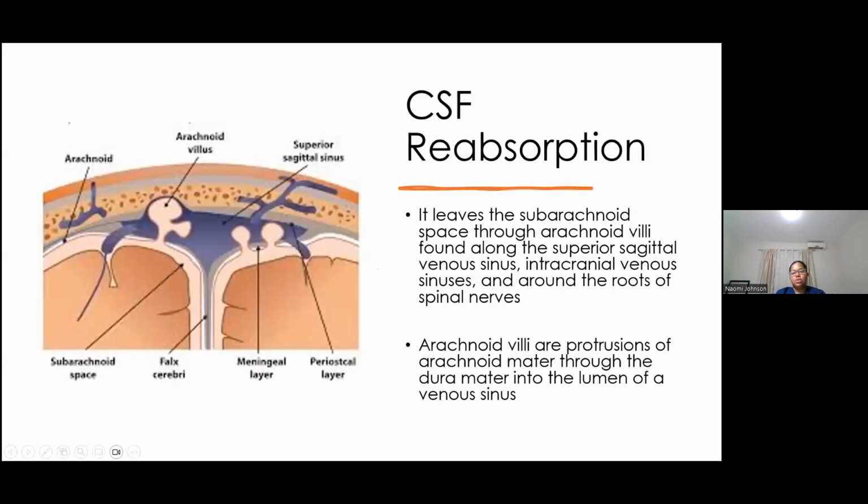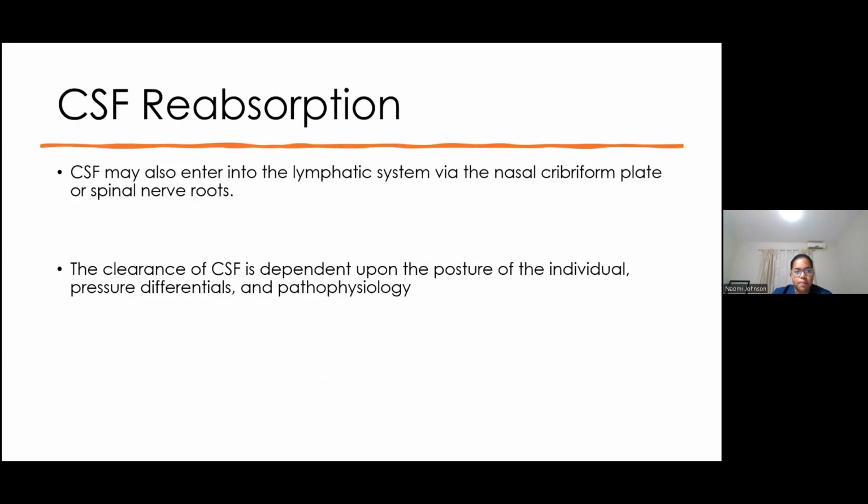So CSF reabsorption. The arachnoid villi are protrusions through the arachnoid mater, through the dura mater, into the lumen of the venous sinus. It leaves the subarachnoid space through the arachnoid villi along the superior sagittal venous sinus, the intracranial venous sinuses, and along the roots of the spinal nerves. It may also leave through the lymphatic system via the nasal cribriform plate or the spinal nerve roots, and is also dependent on the posture of the individual, pressure differentials, and pathophysiology.